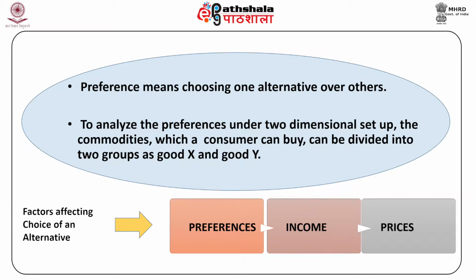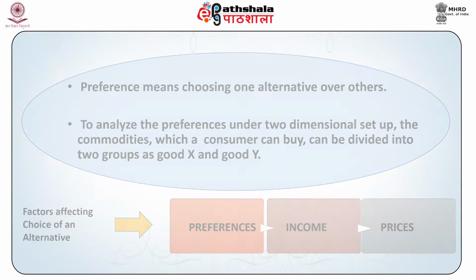Consumer preferences. Preference means choosing one alternative over others. To analyze preferences under a two-dimensional setup, the commodities which a consumer can buy can be divided into two groups as good X and good Y. The consumer's choice among various alternatives depends upon his preferences, that is, the ranking he gives to various alternatives. Other factors, for example income and prices, also influence his choice of an alternative.